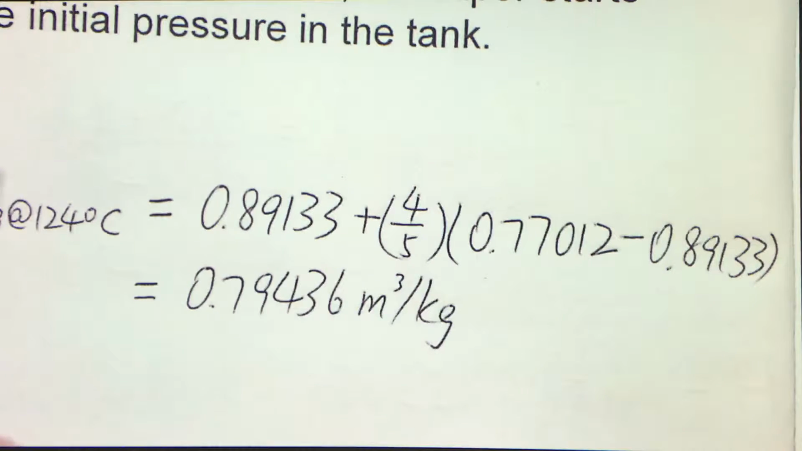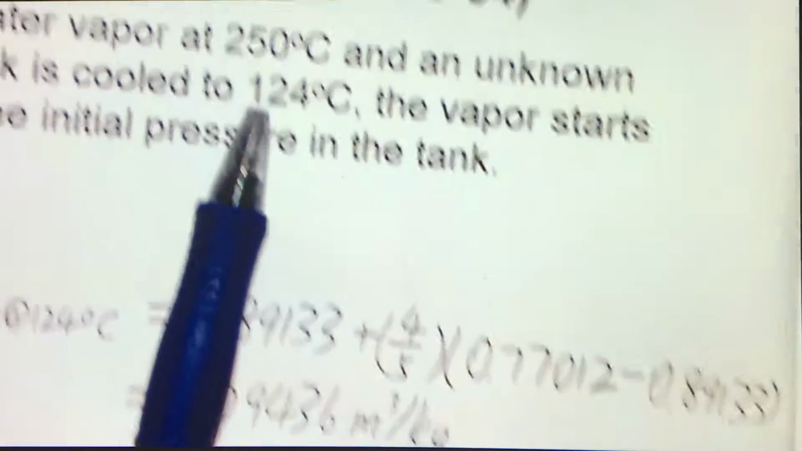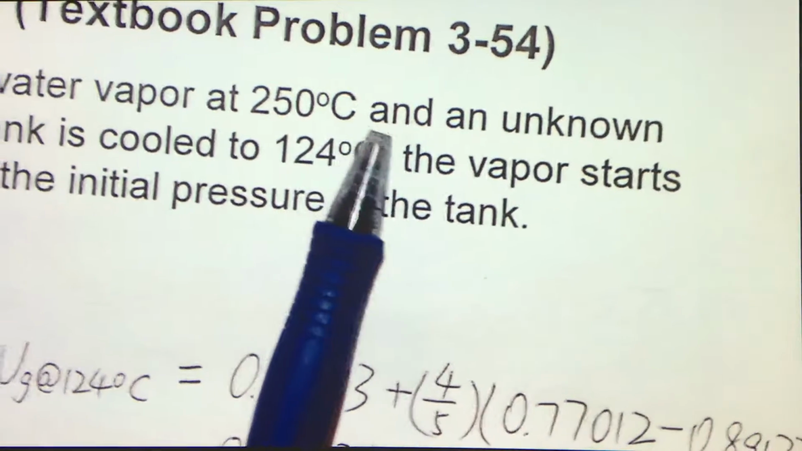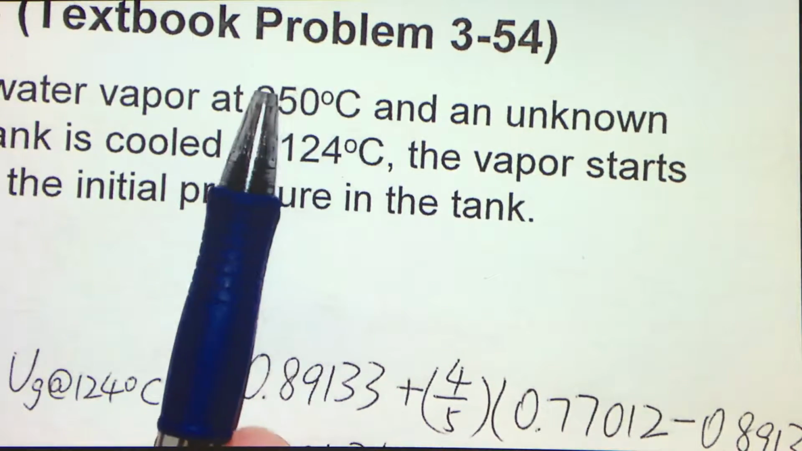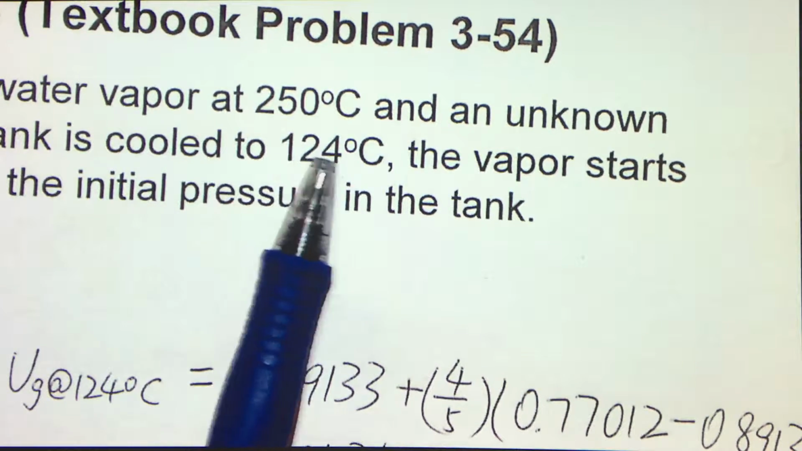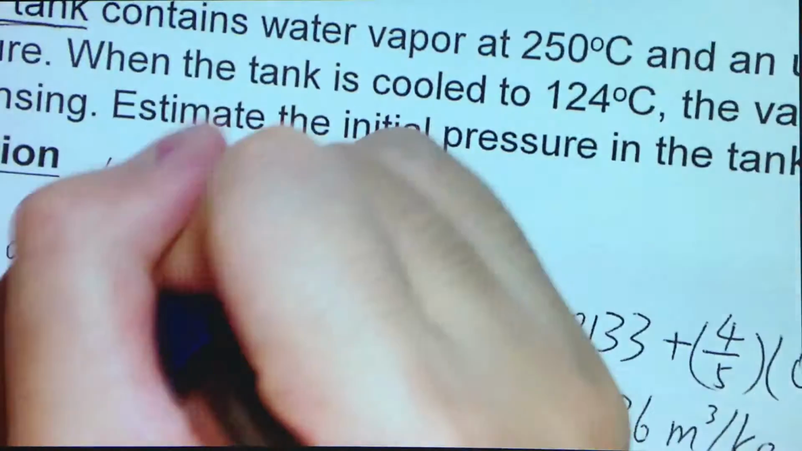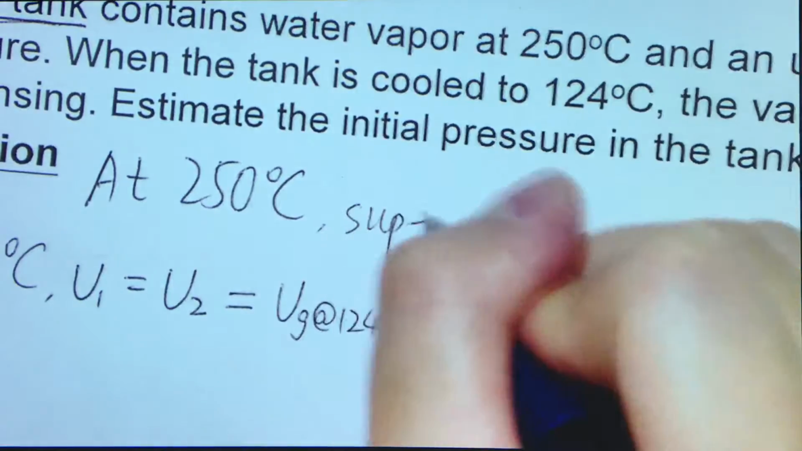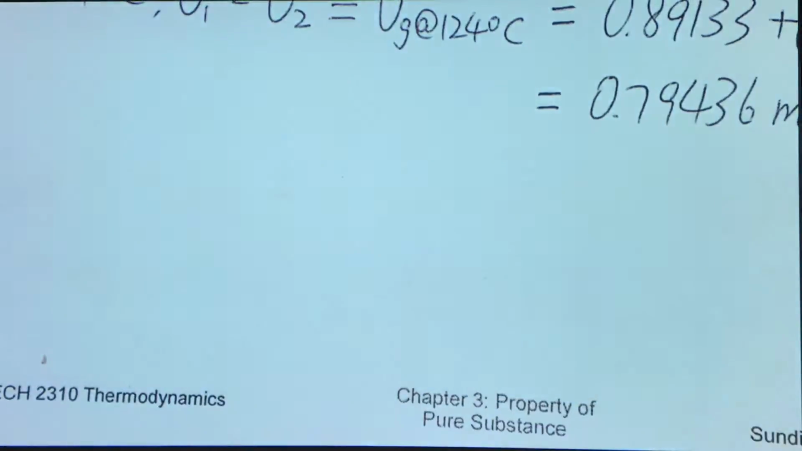Okay. So after that, because when the tank is cooled to 124 degrees C it starts condensing, that means at 250 degrees C, because we have the same specific volume and this temperature is greater than this, it means that the vapor is superheated. At 250 degrees C, it's in a superheated state. As a result, we would have a pair of values to find.